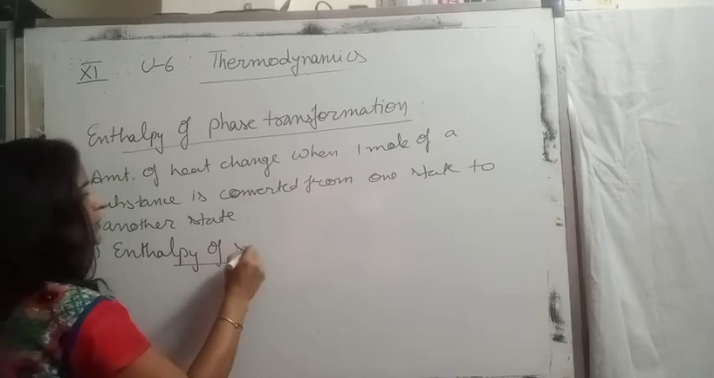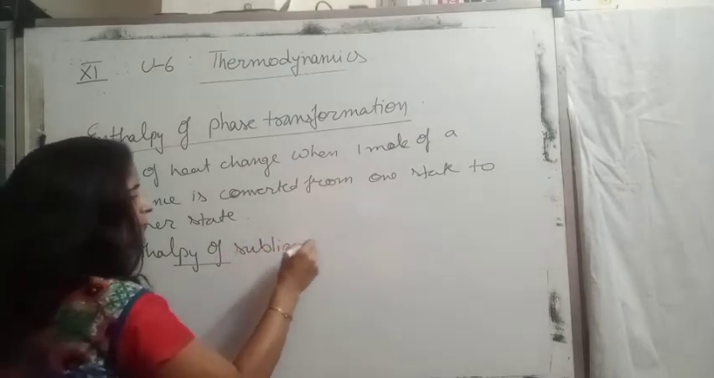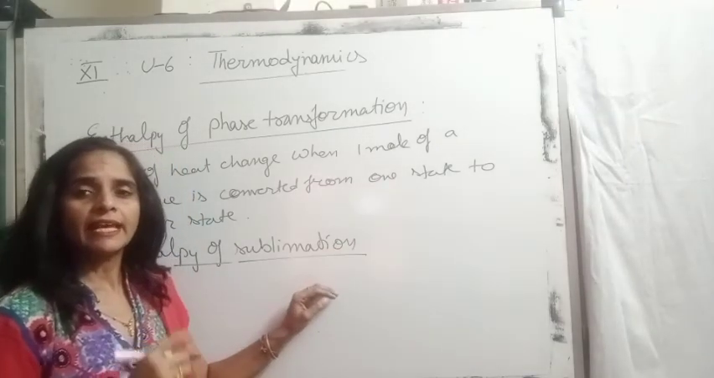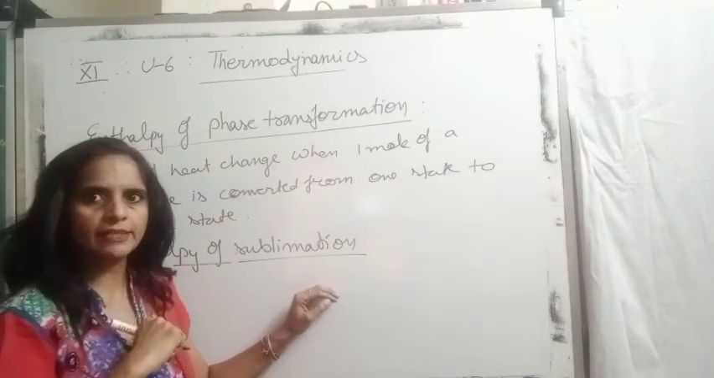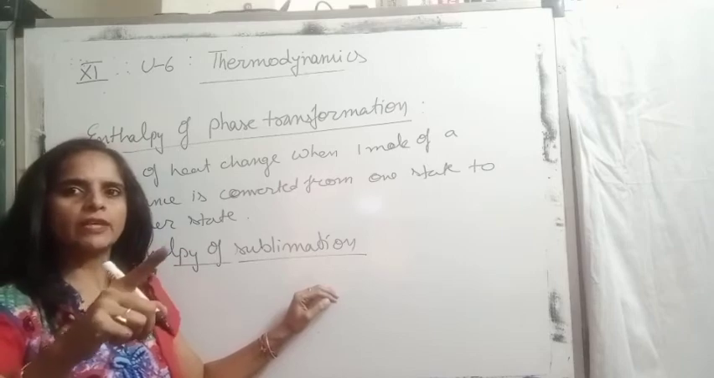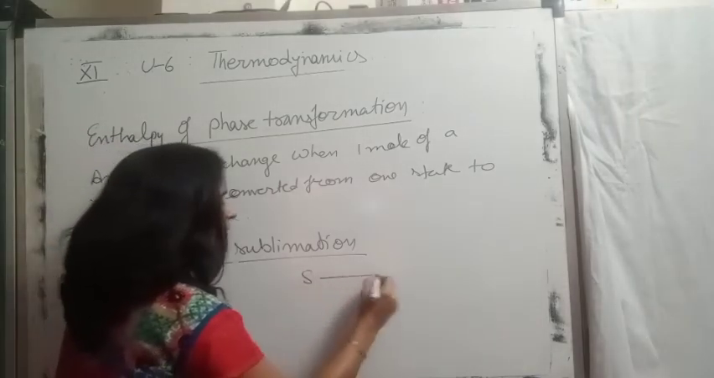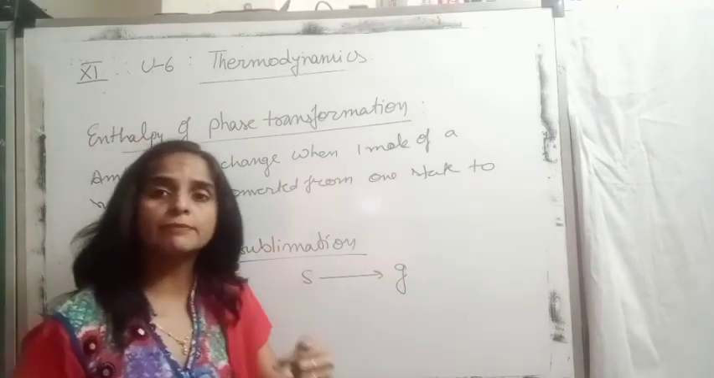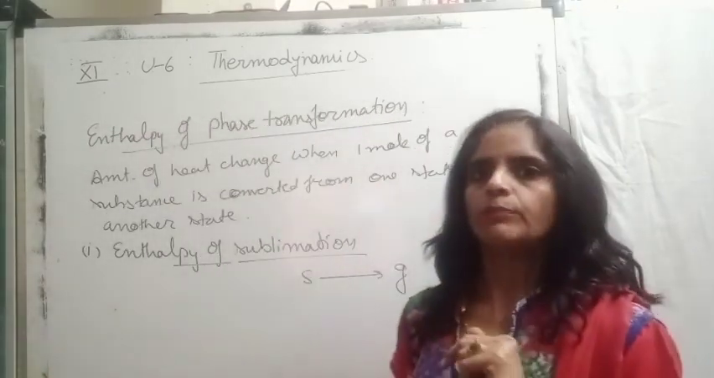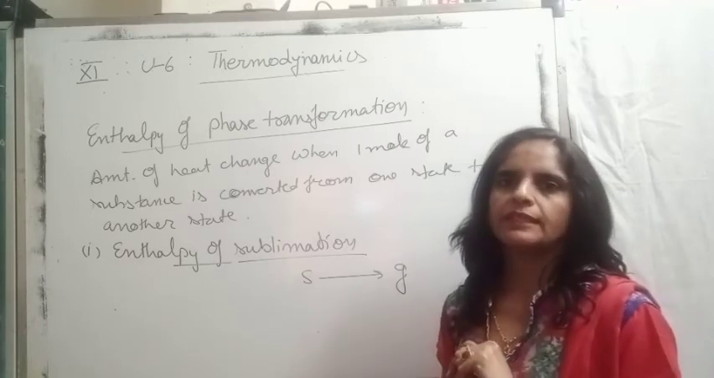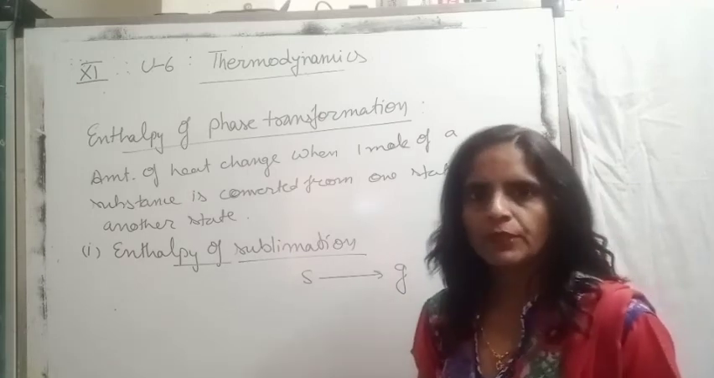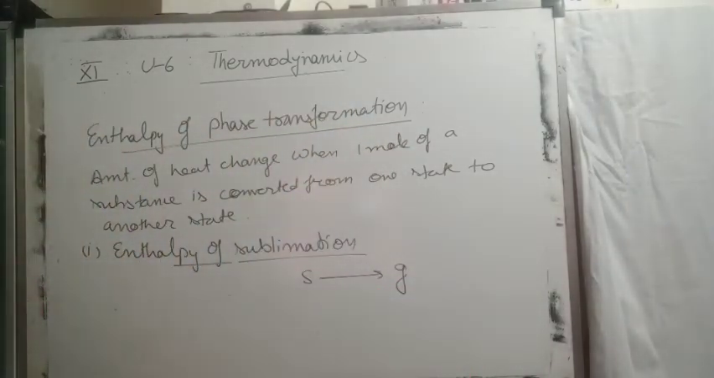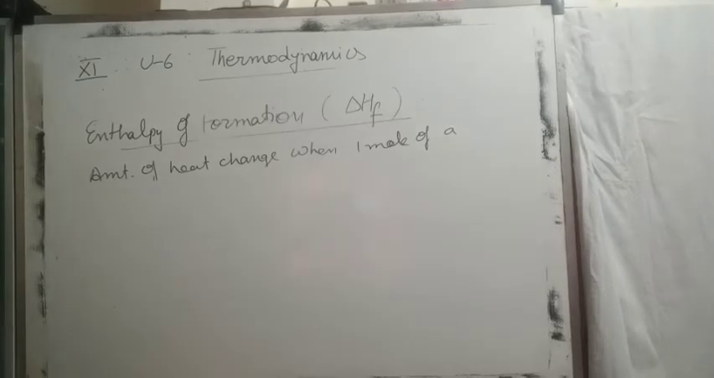Next is enthalpy of sublimation. I think you all know what we mean by sublimation: directly solid into gaseous state. So the amount of heat change when 1 mole of a solid is converted directly into gaseous state below its melting point is termed as enthalpy of sublimation. So these are the different kinds of enthalpies of phase transformation.